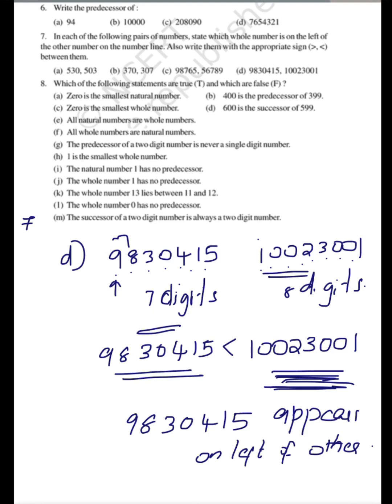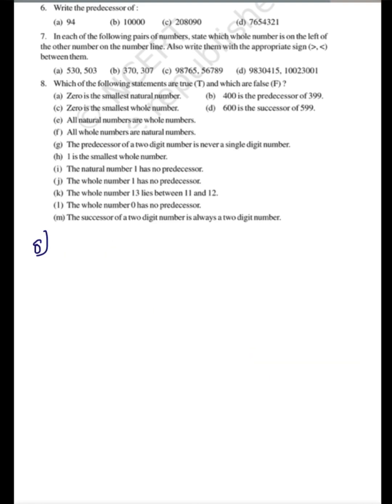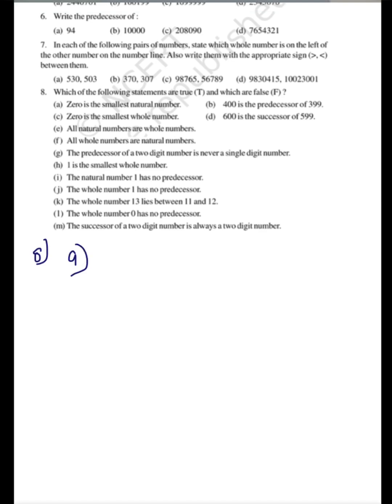Now let's see the 8th question. Which of the following statements are true and which are false? First statement: 0 is the smallest natural number. Is it true or false? It's definitely false. Why false? 0 is not a natural number. Then how can it be the smallest natural number? So the answer is false.